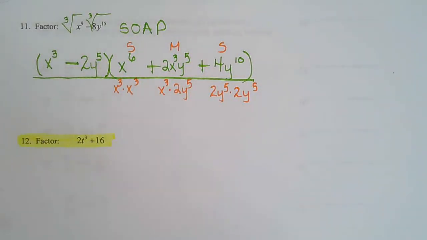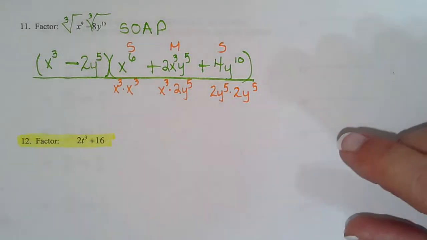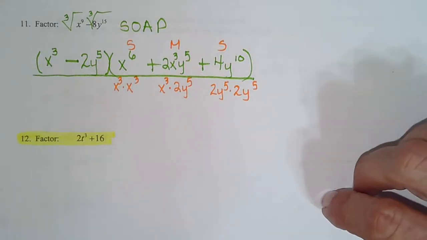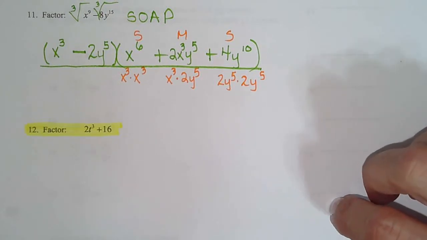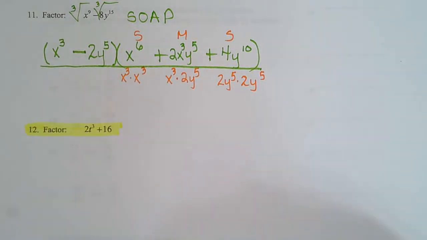But 12 definitely is harder. And like I said, I did put it on the test. So you do have to know how to do this quote unquote hard one. I mean, it's not really that hard, but it's a step more than the others. Does anybody see why it's a step more? What are we supposed to look for first? GCF. And that's probably the biggest thing.